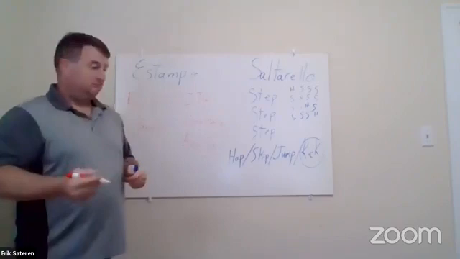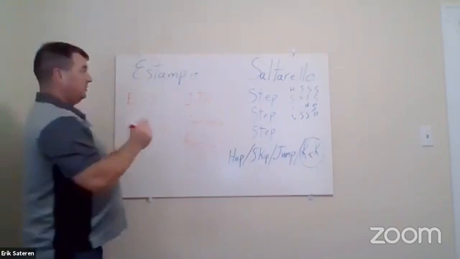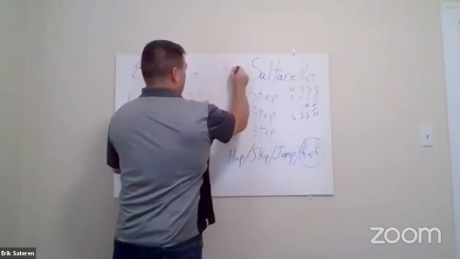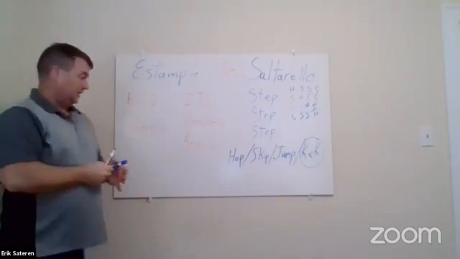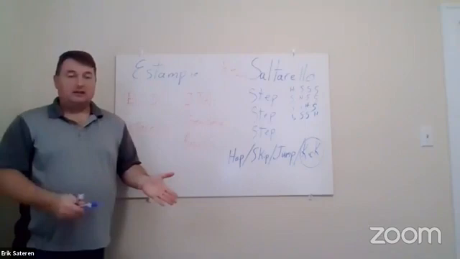Okay? Now, in Saltarello steps, though, in some of the dances, you alternate. So you might start with the right or the left. Okay? It depends upon the actual dance. So for the actual Saltarello dance, one person will start with their right and the other one will start with their left.